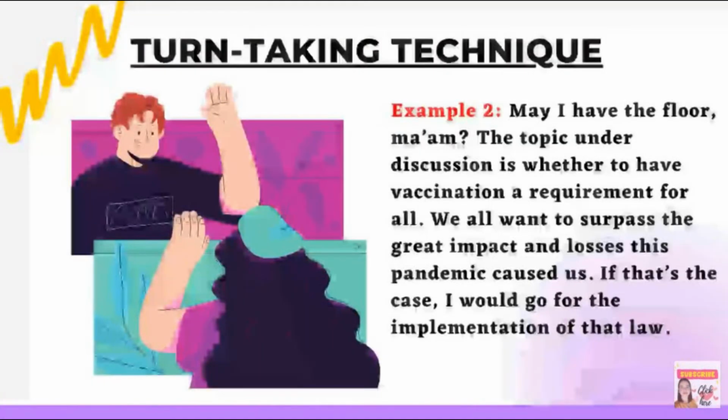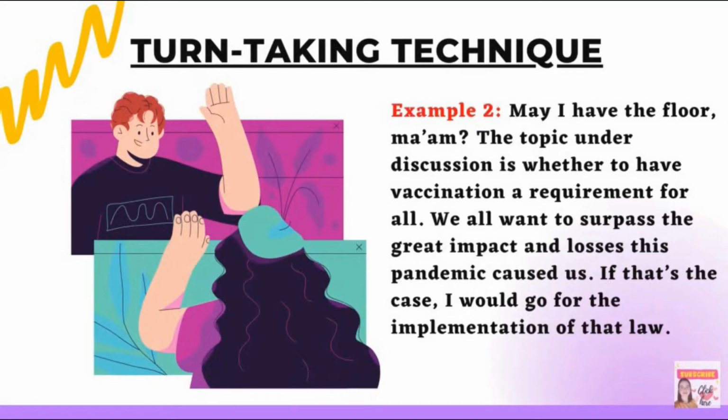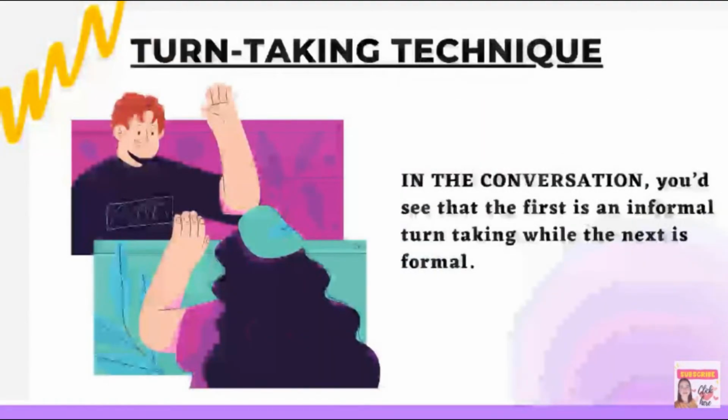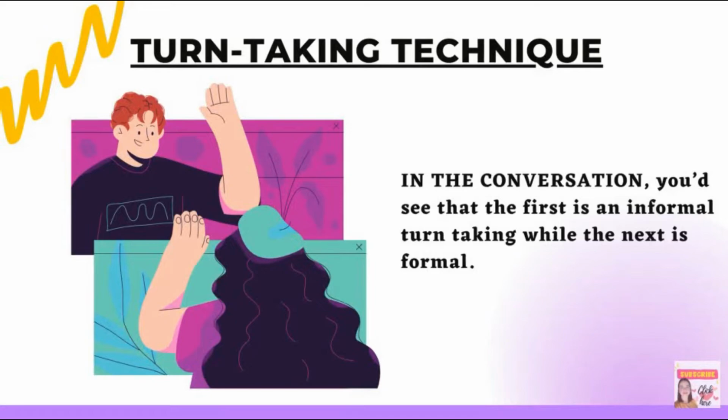The topic under discussion is whether to have vaccination a requirement for all. We all want to surpass the great impact and losses this pandemic caused us. If that's the case, I would go for the implementation of that law. In the conversation, you'd see that the first is an informal turn-taking wherein the student speaker just jumped in and shared his views, while the next formally asked permission to speak before sharing his ideas.